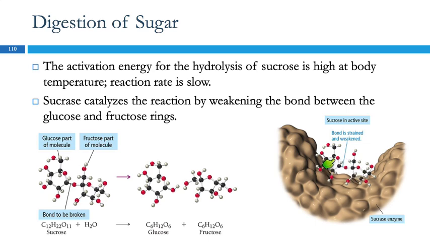Once this sucrose molecule is hydrolyzed, the pieces leave because it's no longer just the right shape, and so they're going to come off. And the sucrase enzyme is ready for another one. So the catalyst does not get used up.